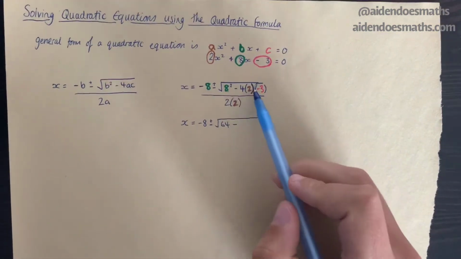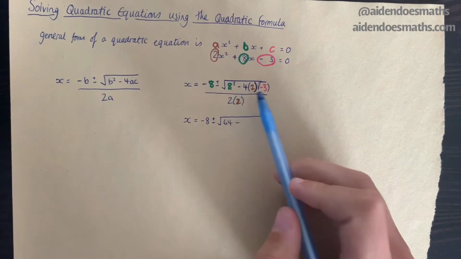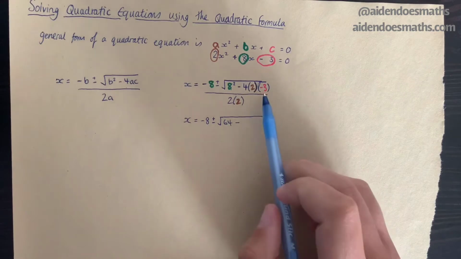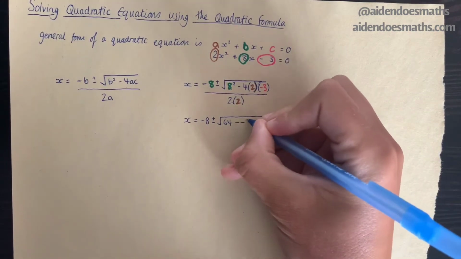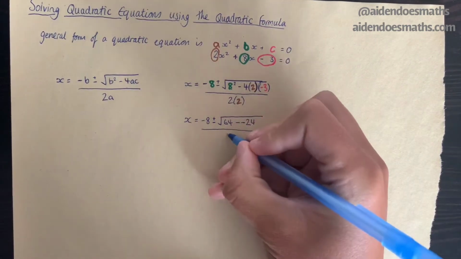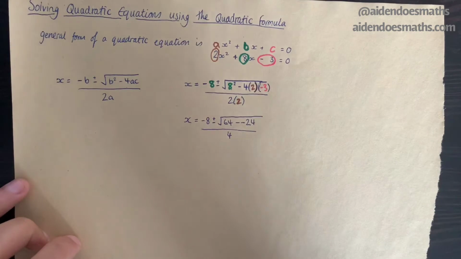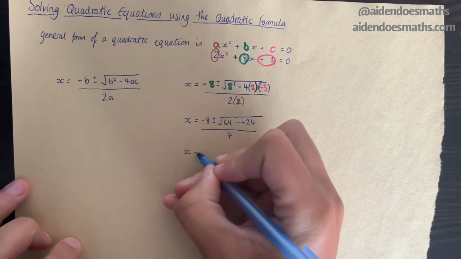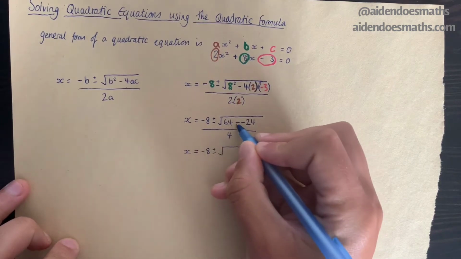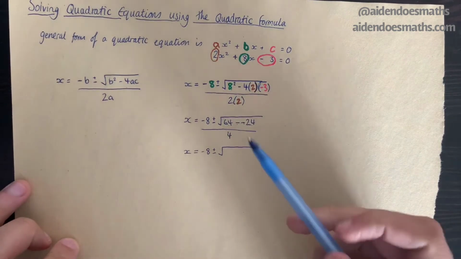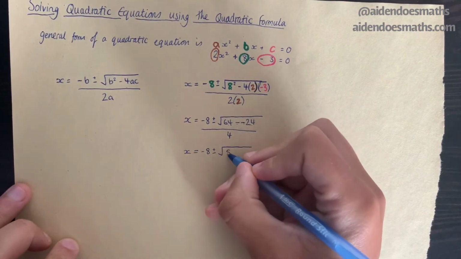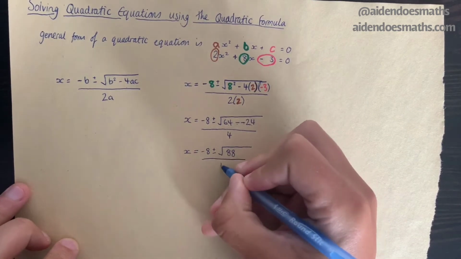Minus 4, remember these brackets just mean multiply, so 4 times 2 is 8. 8 times 3 would give us 24, but it's minus 3, so minus 24. We can write that into there, all over 2 times 2, which gives us 4. We can just do one more step of simplifying now. So let's simplify underneath that square root. 64 minus 24. When we have a double negative there, it makes it a positive. So 64 plus 24 would make 88, all over 4.